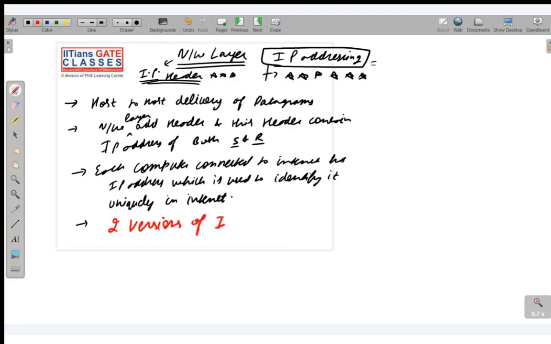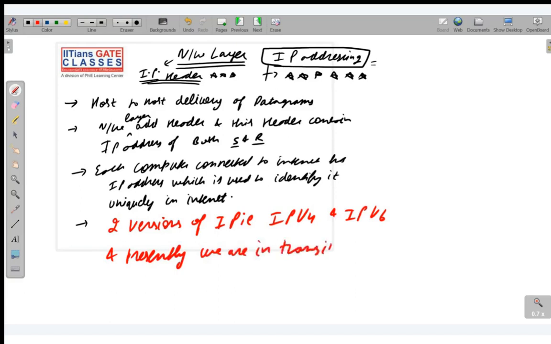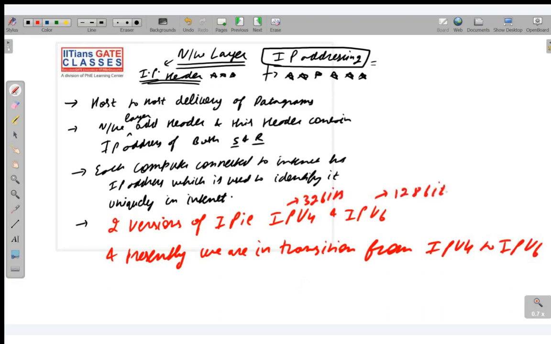Two versions of IP, that is IPv4 and IPv6. Presently we are in transition from IPv4 to IPv6. IPv4 is of 32 bits and IPv6 is of 128 bits.